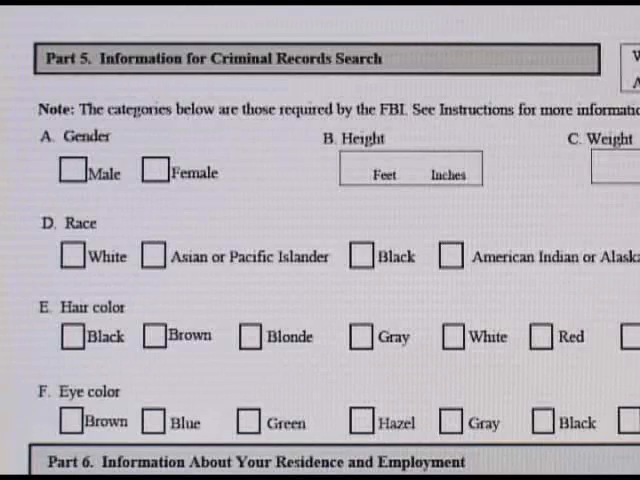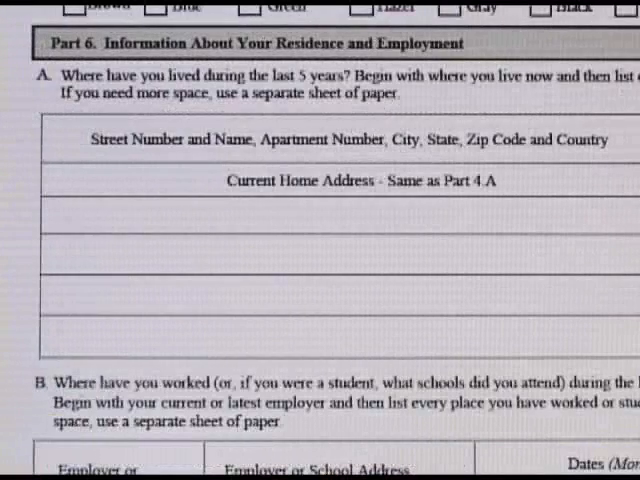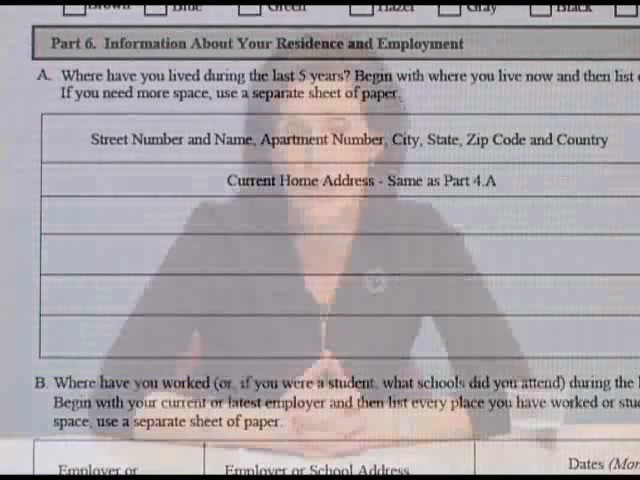Part 4. Give your present address. Do not write post office or box office numbers in this space. Page 3. Part 5 is your personal information. Part 6 asks you to list all of the places you have lived in the last 5 years. Be sure to list the date you moved in and the date you moved out. Be sure to include the month, date, and year. Part B is similar. If you work for yourself, write self-employed.